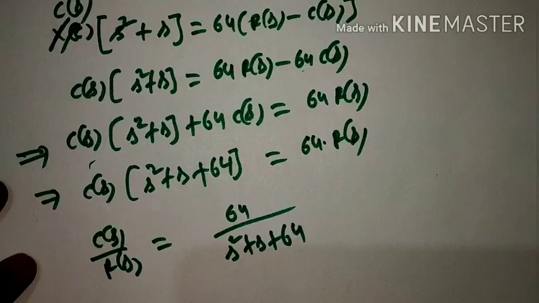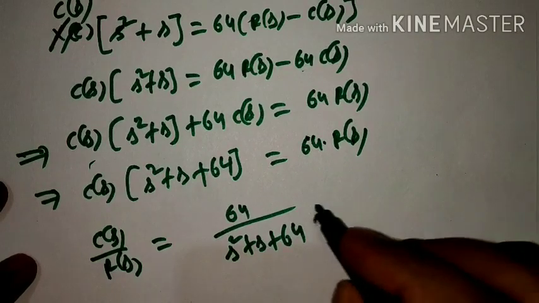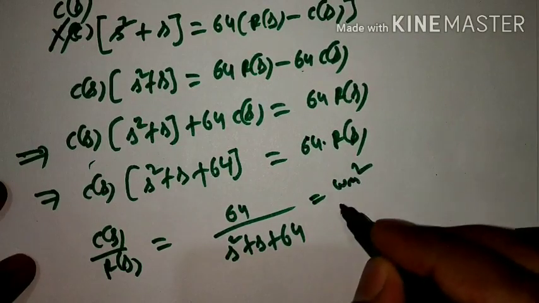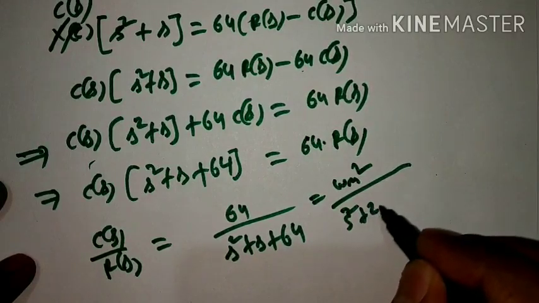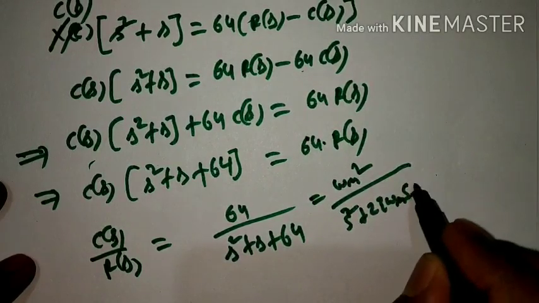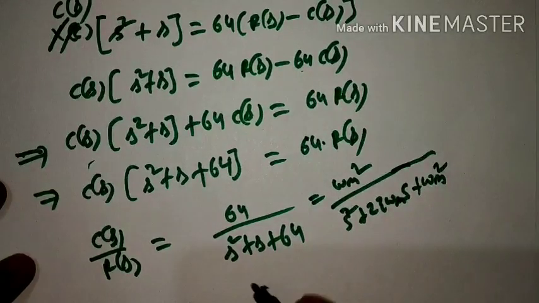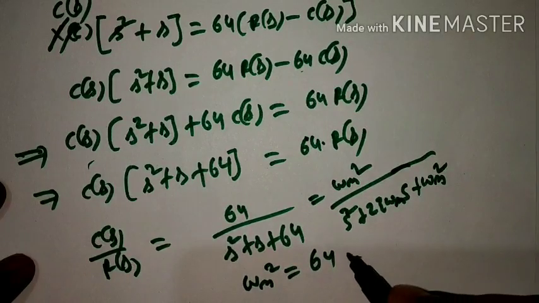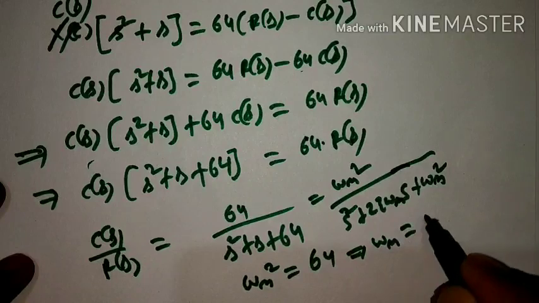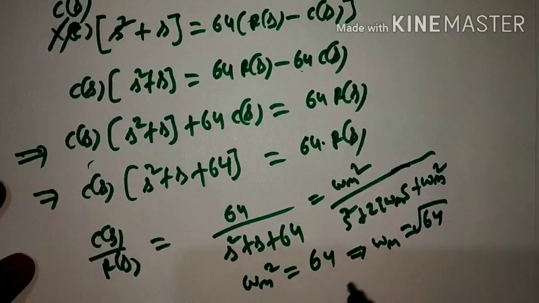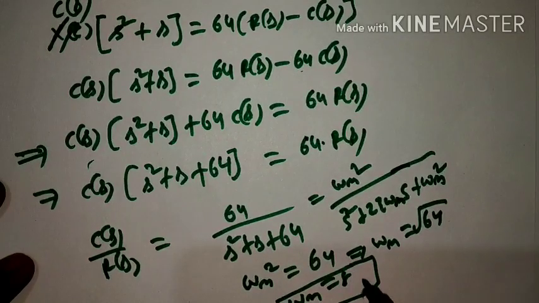So you compare this equation with the standard equation. What is the standard equation? Omega n square by s square plus 2 zeta omega n s plus omega n square. Here omega n square is equal to 64, right? So omega n is equal to root 64, which is 8. Omega n is equal to 8 radians per second.